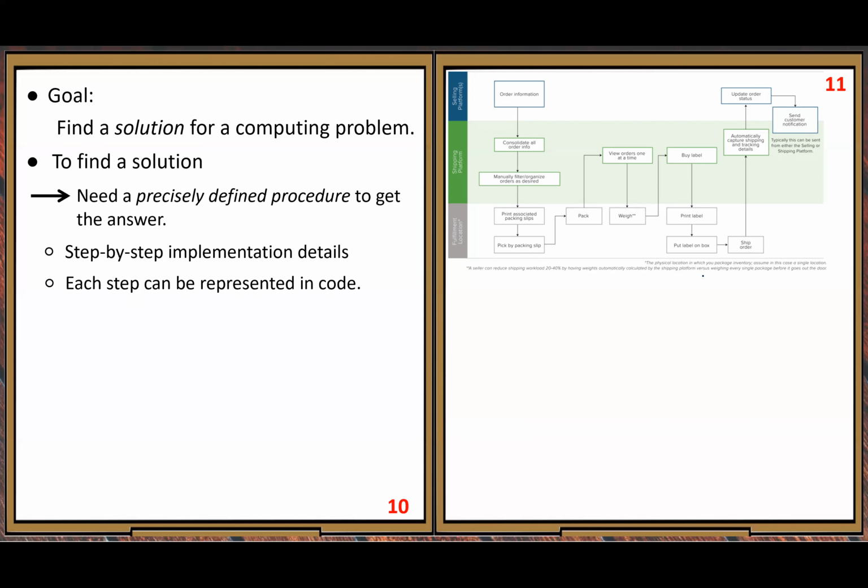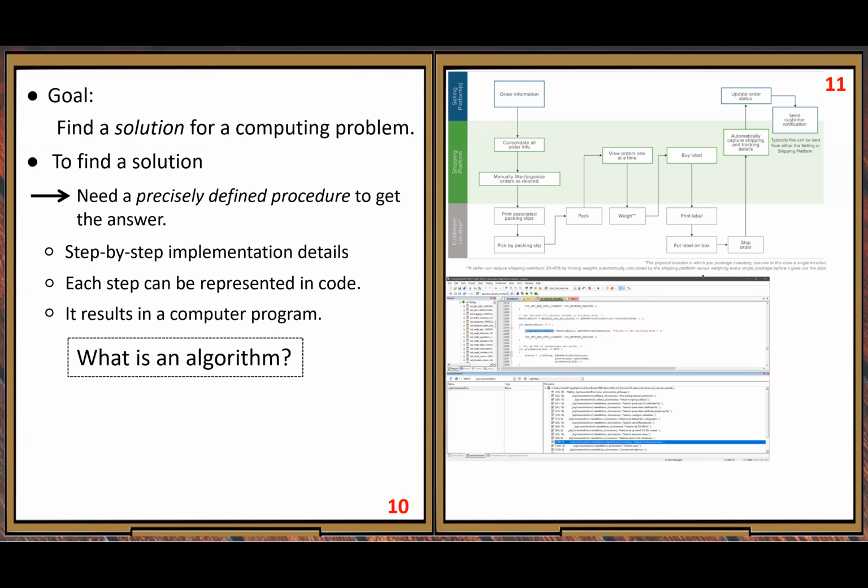After that, we need to represent each small task in code. Implement it in code. Then, at the end, we get a computer program. Do testing, fix the bugs, and get the problem solved. So that's from a programmer's point of view. That's another angle from which we view a typical algorithm.